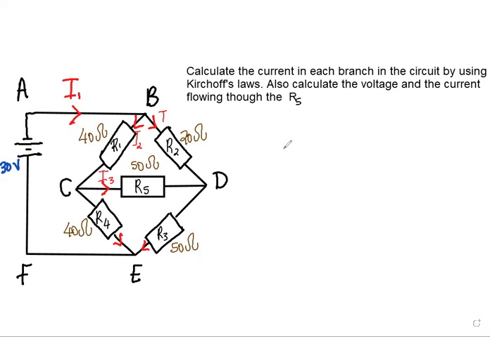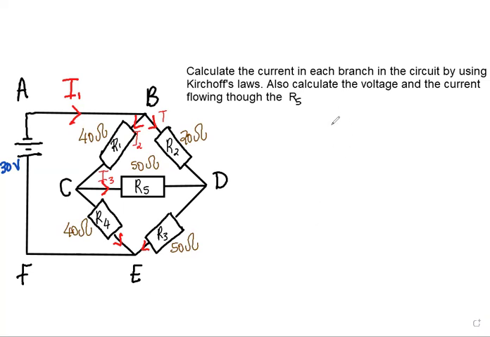But the first thing you must understand as we apply Kirchhoff's law is that we must first calculate the unknown current at BD, the unknown current at DE, as well as the unknown current at CE, in terms of I1, I2 and I3. So those are our starting point. What we are going to do from here is calculate those unknown currents.